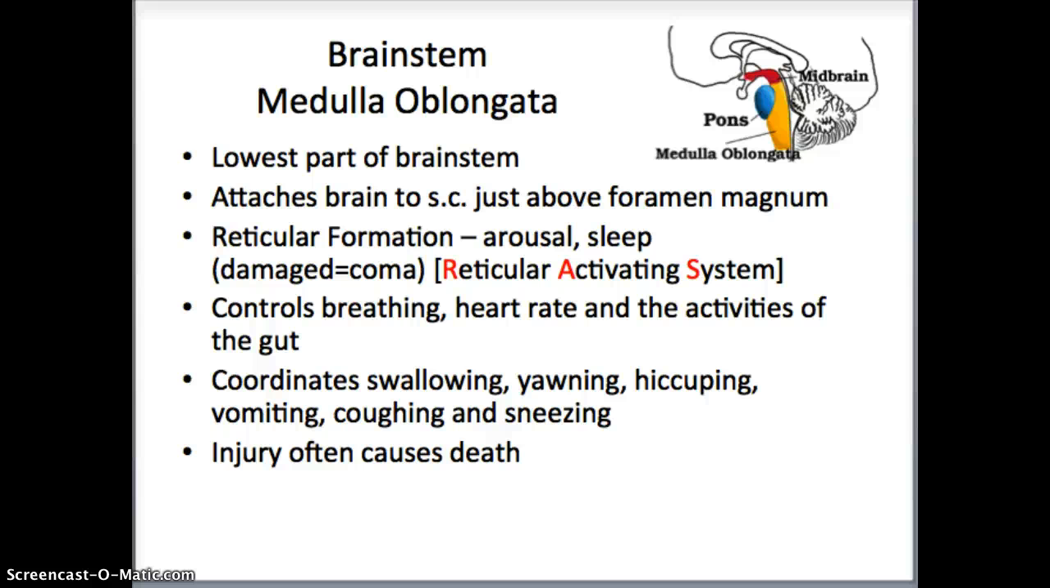Someone who damages their medulla oblongata and their reticular formation will fall into what's called a coma. And then we also have a persistent vegetative state, which is you're perceiving what's happening to you, but you don't have that wakefulness because you damaged your medulla oblongata.